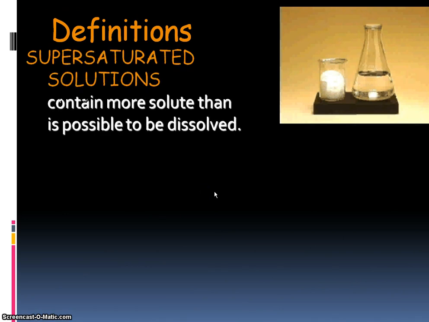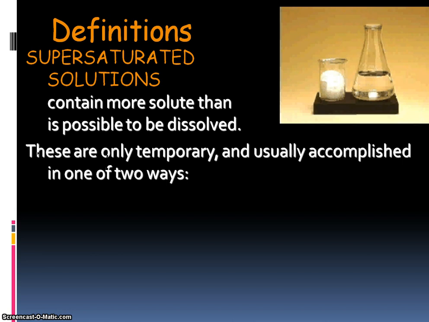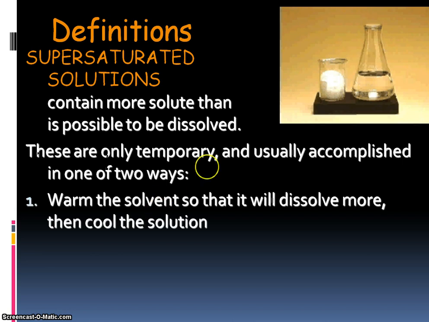We also have what's known as supersaturated solutions. These contain more solute than is possible to be dissolved at that temperature. Now how do you do that? Well, there's two different ways you can do that. The first one you use in making candy. You warm up the solvent, which usually is water, so that it will dissolve more, usually sugar. Okay, then once you get it hot enough, then you can cool it down. This is where you make hardtack candy or taffy or suckers or divinity, those kind of things.